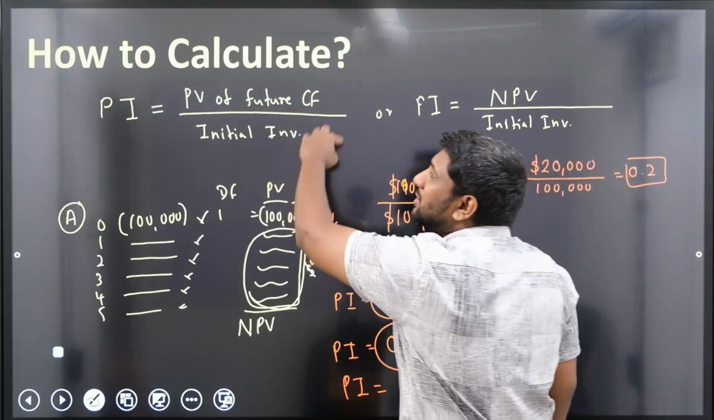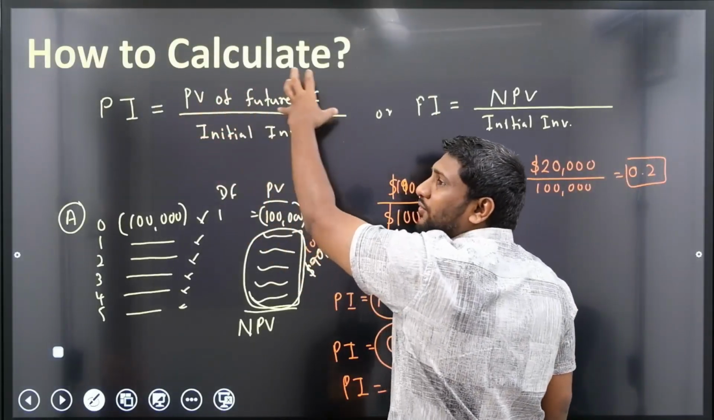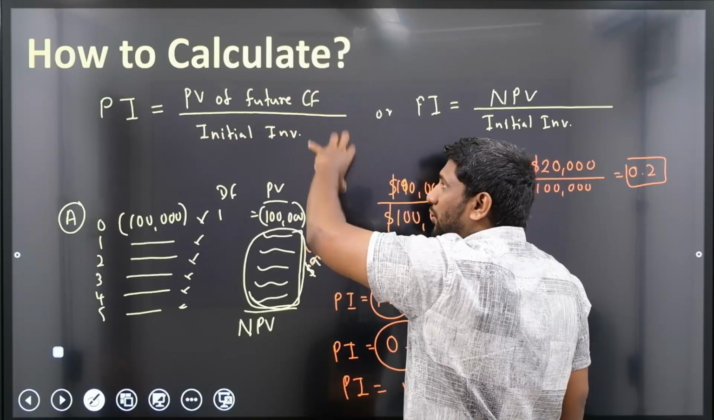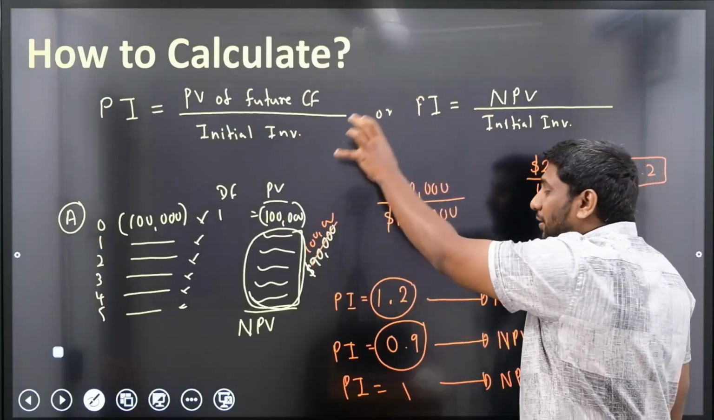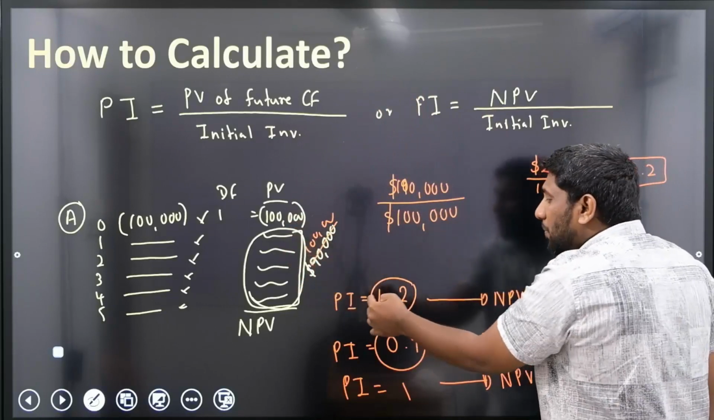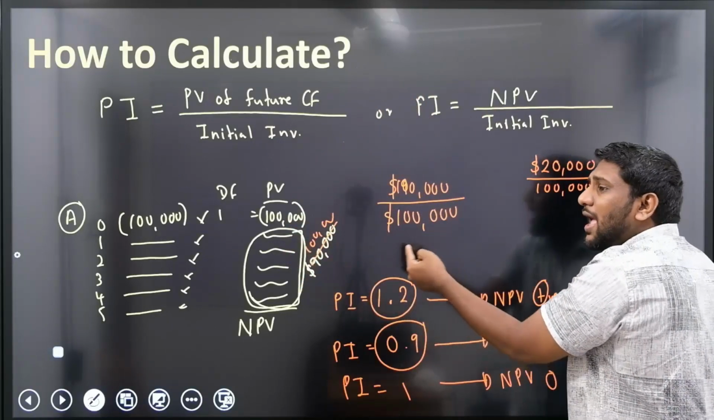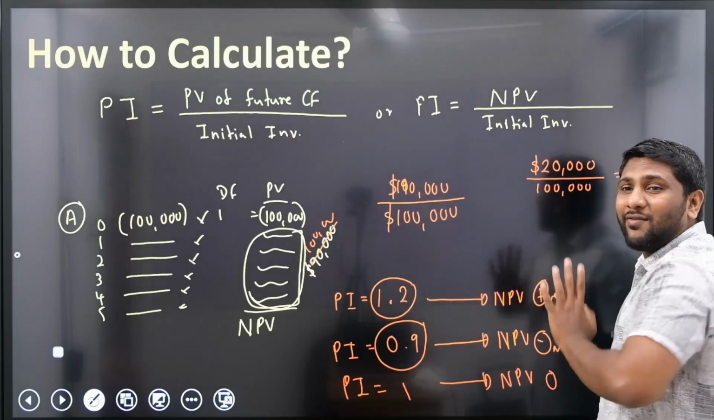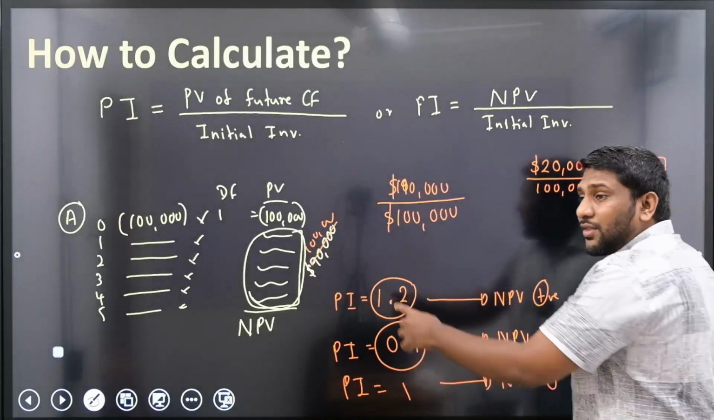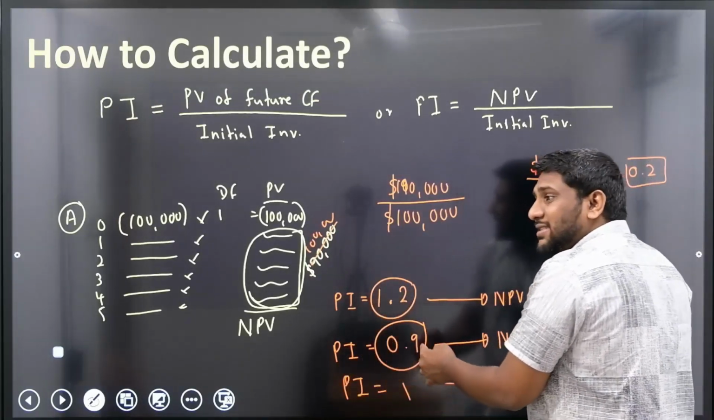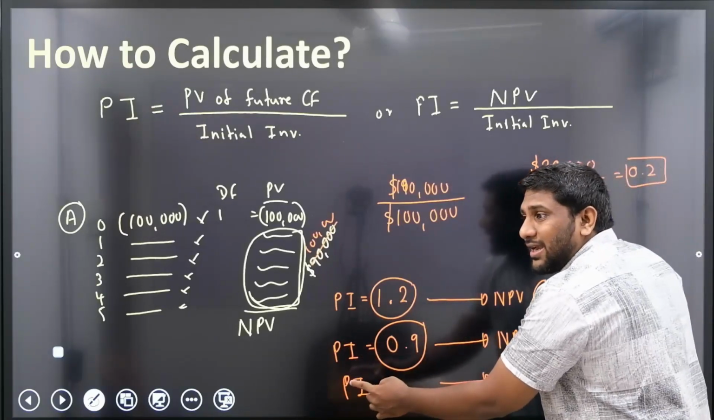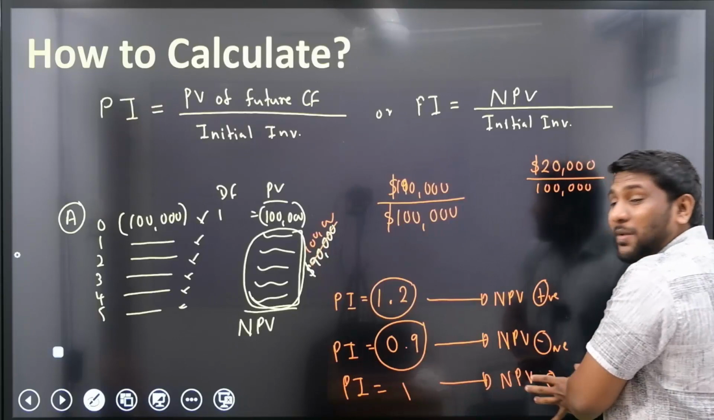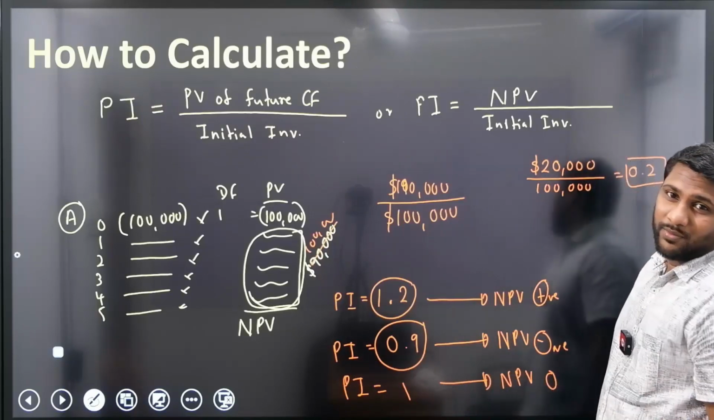So here you are getting the first learning. If you are using this formula, present values of future cash flow divided by the initial investment, if your profitability index is more than 1, that means NPV is positive. If the profitability index is less than 1, that means NPV is negative. If the profitability index is 1, that means NPV is 0.